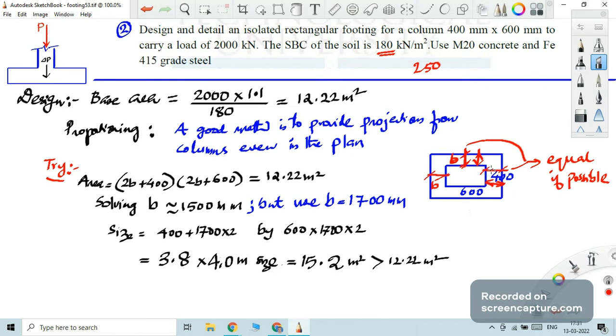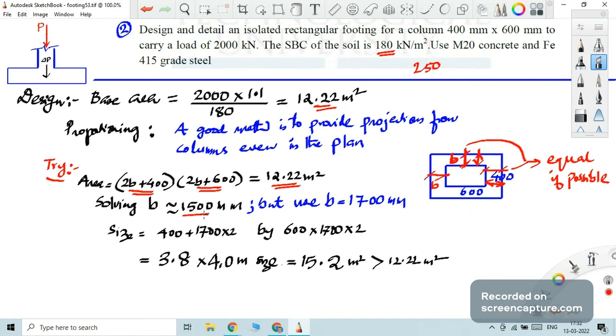So to proportion that, let us assume that this width is the same. We don't know that, so let it be b and b. So when you keep it b and b, you know that the area will be (2b plus 400) multiplied by (2b plus 600), because 400 and 600 are the column dimensions, with b on one side and b on the other side. If you multiply that, it should be 12.22, whatever we have calculated here. So that's a quadratic equation. You can solve it easily.